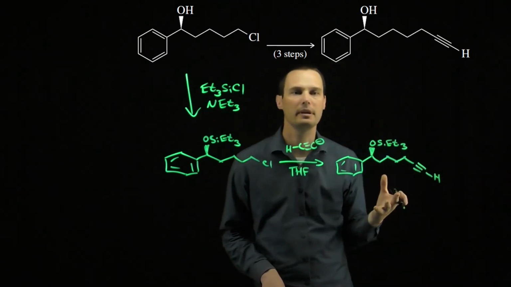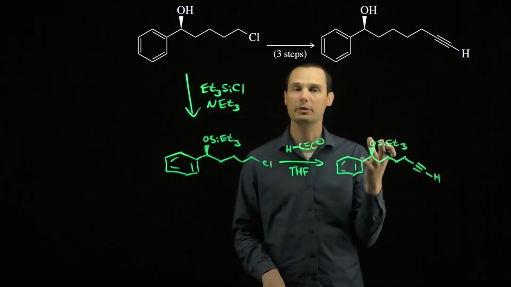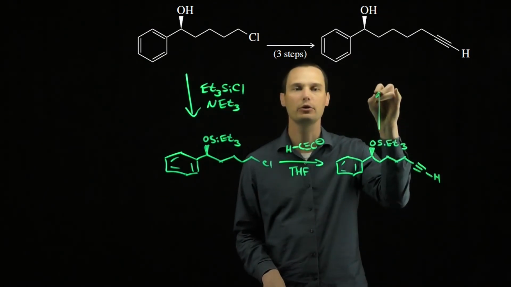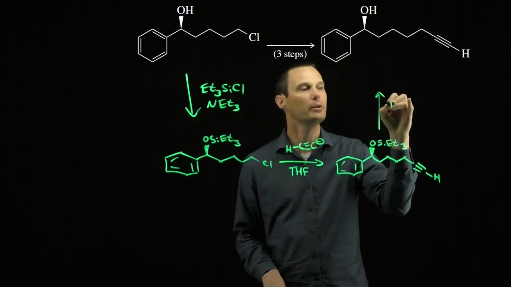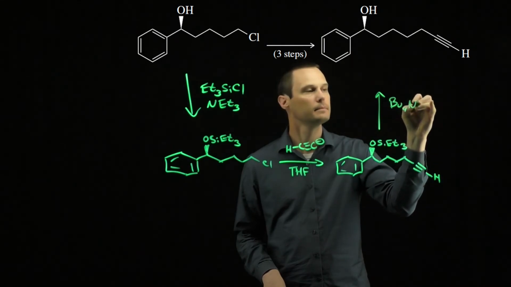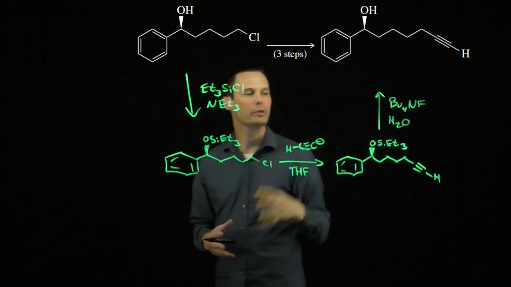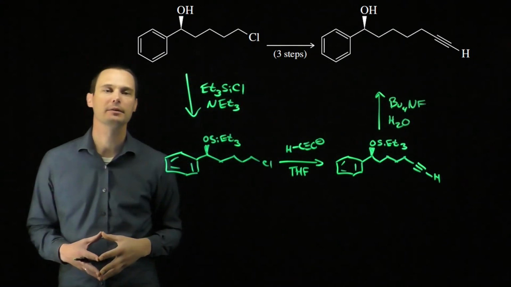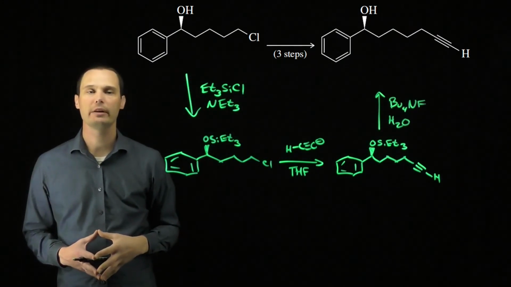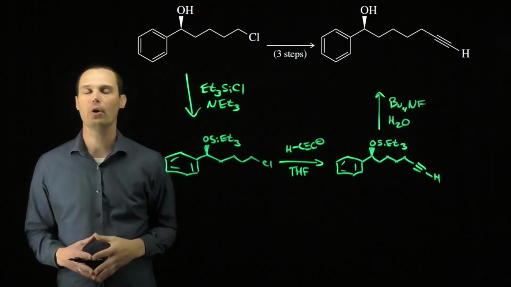Now that we've formed the key carbon-carbon bond that we want to form, we need to deprotect the alcohol and bring it back to the OH group, and we can do that with tetrabutylammonium fluoride. Using water as a solvent to reprotonate the oxygen, we can get our final product. This three-step protecting group strategy will allow us to form this product from this alcohol in three steps.